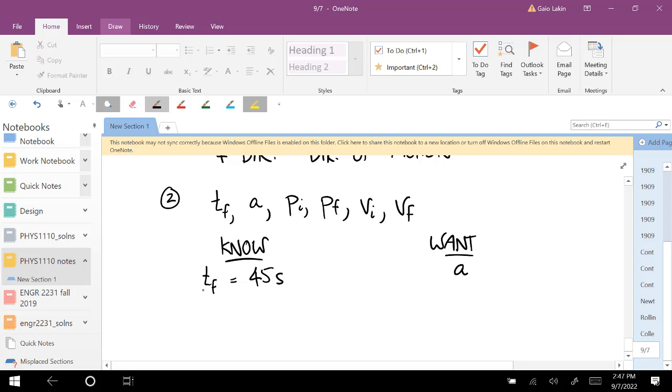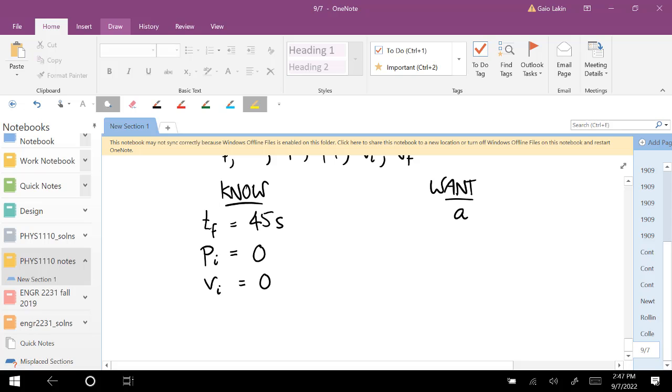Do we know initial position? So do we know the position when time is equal to 0? Yes, because of our choice of the 0 position, this is equal to 0. Do we know P final? No, we don't know that. We're going to try to find that for part B, but for now, I'll just leave that blank. Do we know the initial velocity? 0. It's at rest at time equals 0, so V initial is equal to 0. And do we know V final? There's sort of two things to think about here.